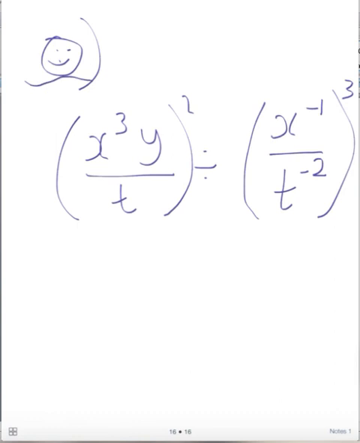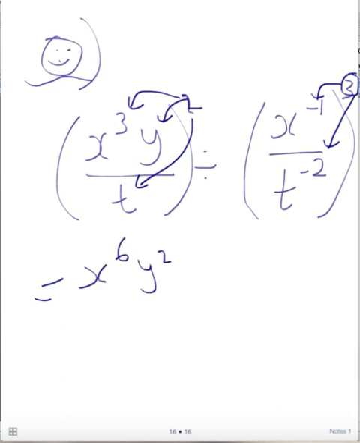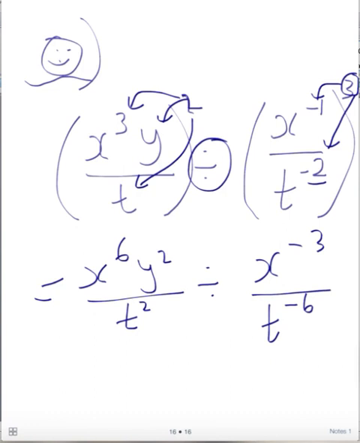So we know our first step is to expand our brackets. So everything in the bracket gets multiplied by the power 2. And the same thing on this side. I can see negatives, but that's fine. So I end up with x to the power of 6, y to the power of 2 over t squared, divided by, for now, and keep that in mind, we've got division here, okay, not times, x to the power of negative 3, and t to the power of negative 6. Minus 2 times a positive 3 is minus 6.